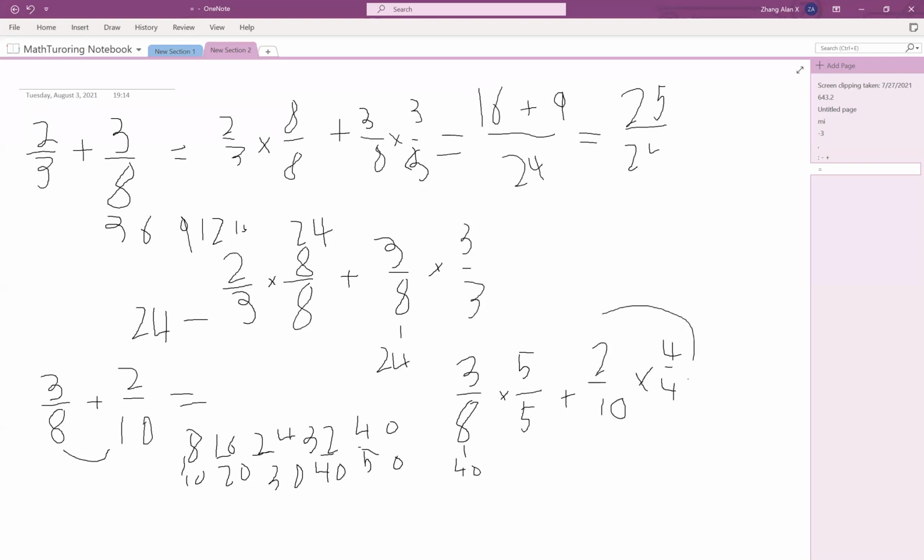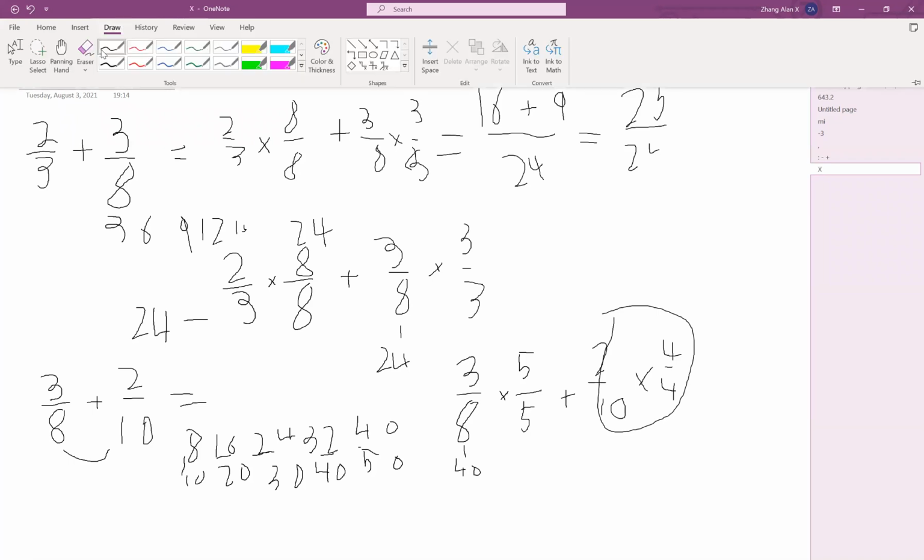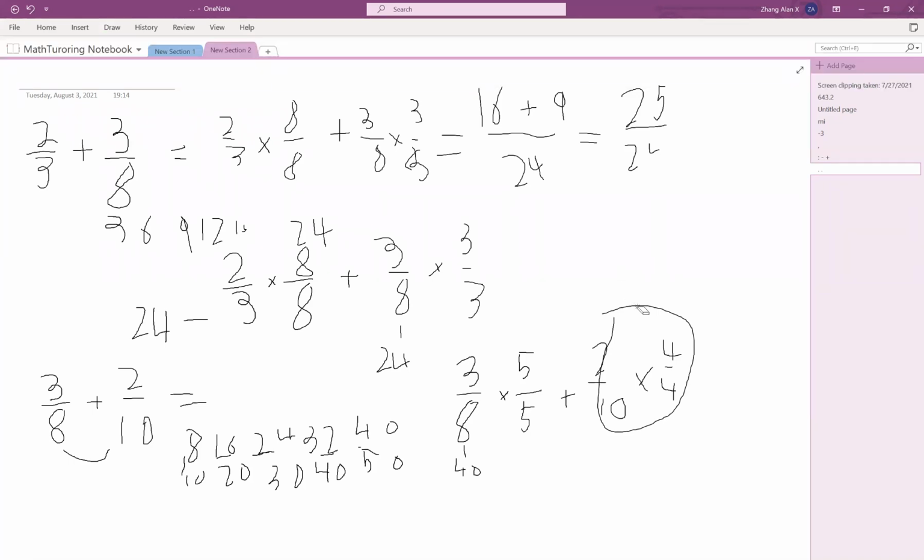Dominic, can you tell me what these two fractions are? Not what they are together, just tell me what the two fractions would be. Just times this by that. 2.